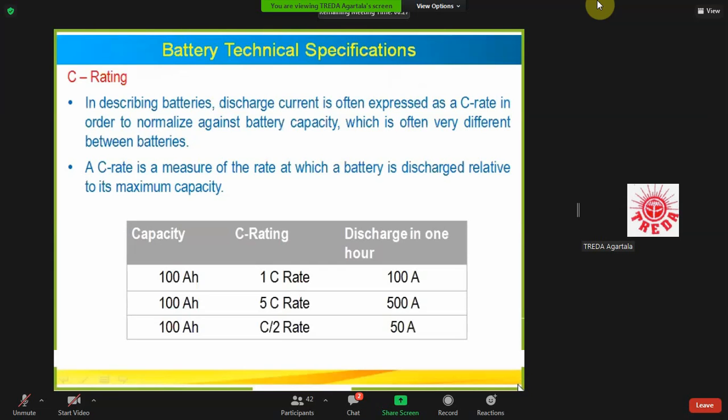This is the C rating. What is C rating? In a battery, C rating is there. C rating means how many hours it can discharge the battery. So for a 40 hour battery, it is written C rate 10, then it will supply for 8 hours, 8 ampere per hour. This is the rating of the discharge of the battery.